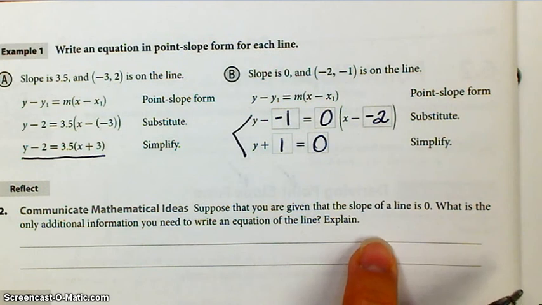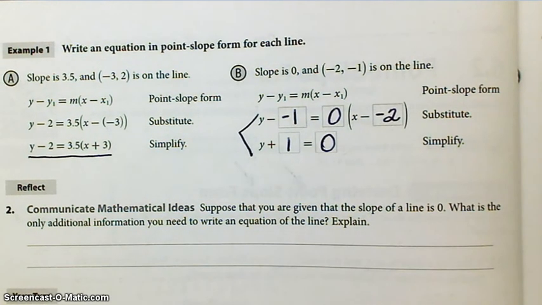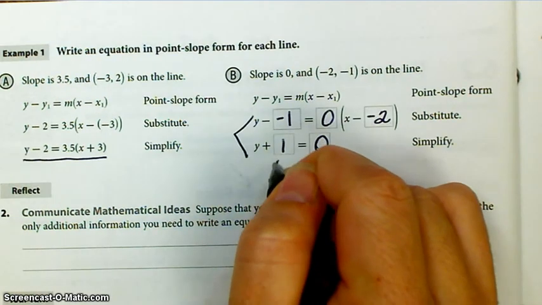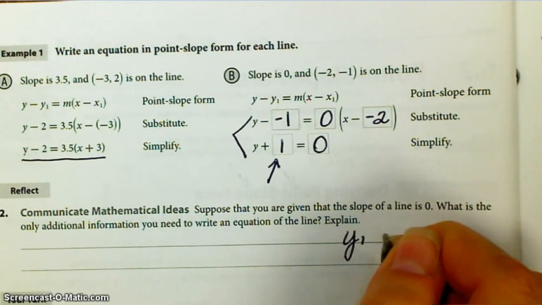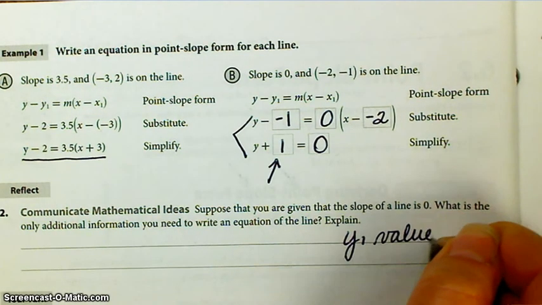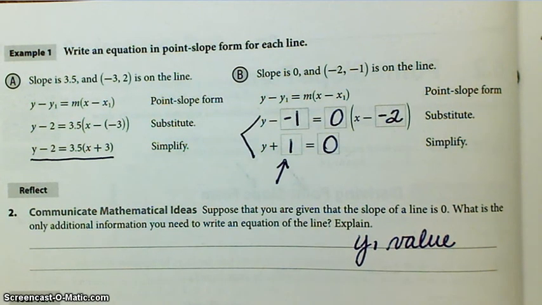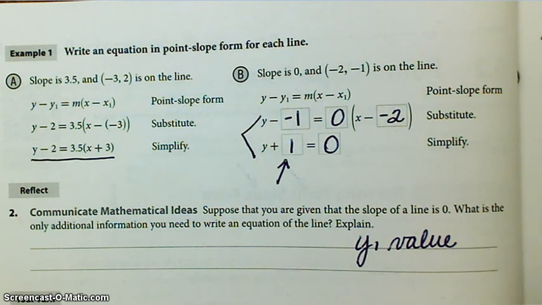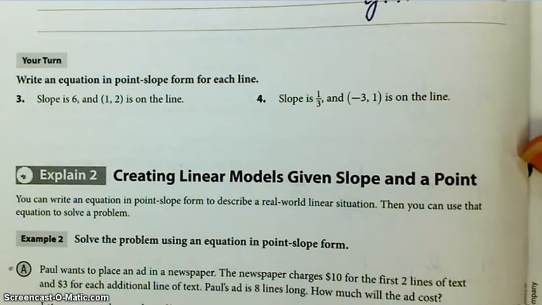Suppose you're given the slope of a line that's 0, which we actually just did. What's the only additional information that you would need to write the equation of a line? Well, the only thing in here, after we get all done, is that y1 value. Because if you think about it, if you have a line with a slope of 0, that's a horizontal line. So all the points on the line are going to have the same y value. So you only need the y1 value. Okay. Let's go down here.